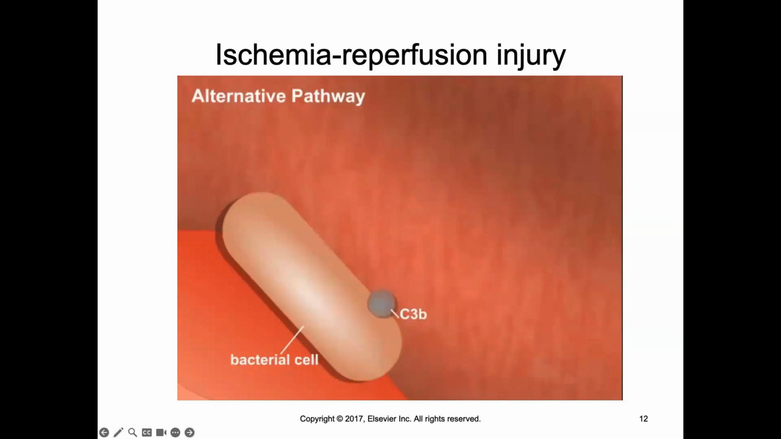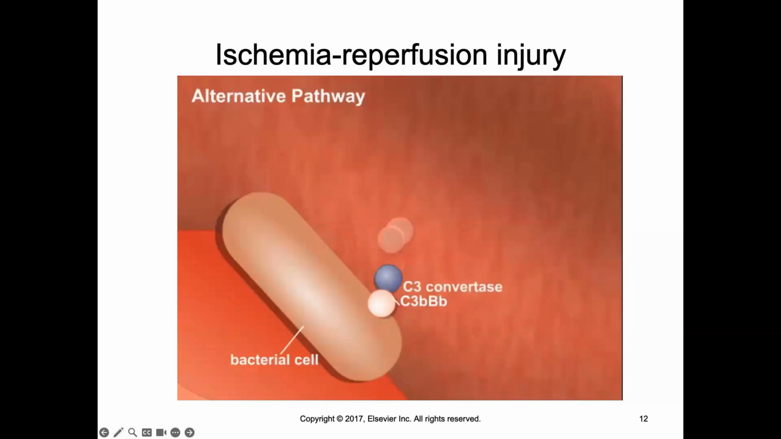C3b binds to foreign substances. Factor B, a blood protein, attaches to C3b and is cleaved into two fragments, Ba and Bb, by factor D, forming C3bBb, analogous to C4b2b. Both structures, C4b2b and C3bBb, are called C3 convertase.